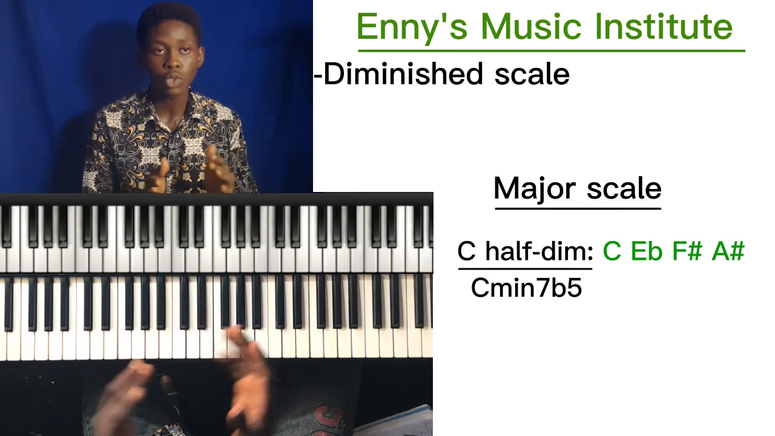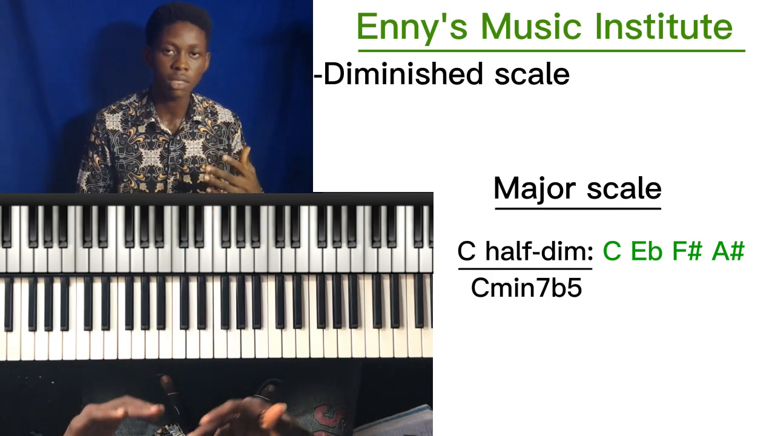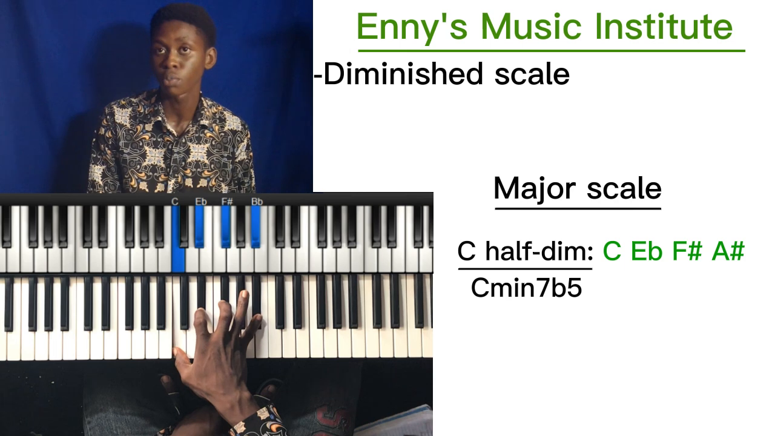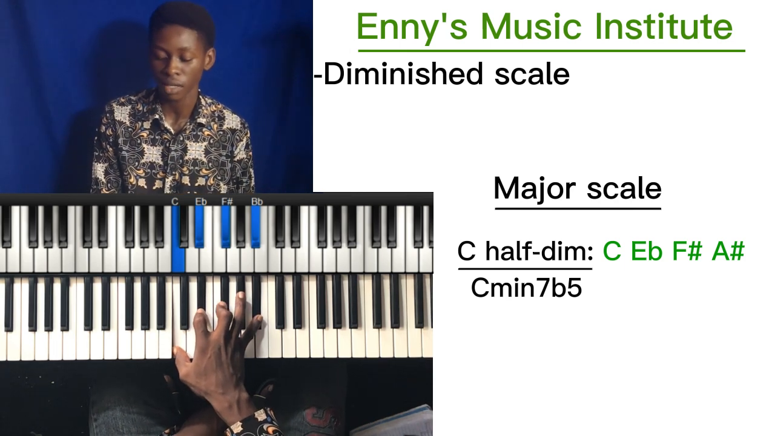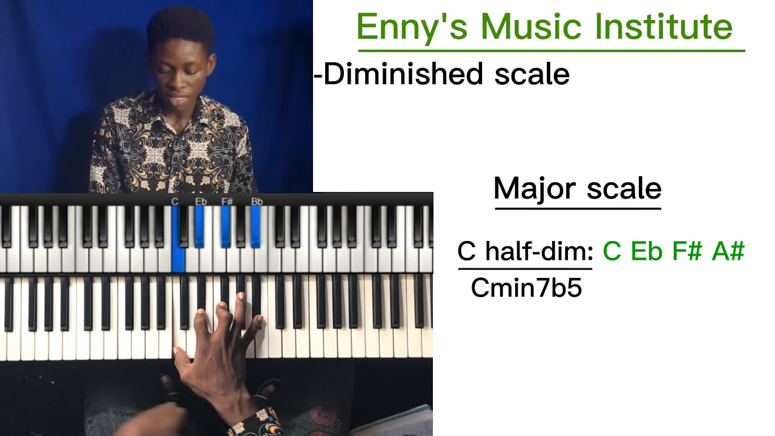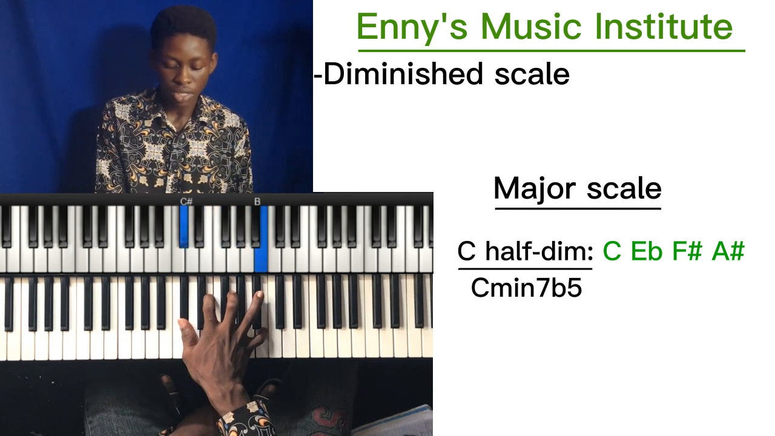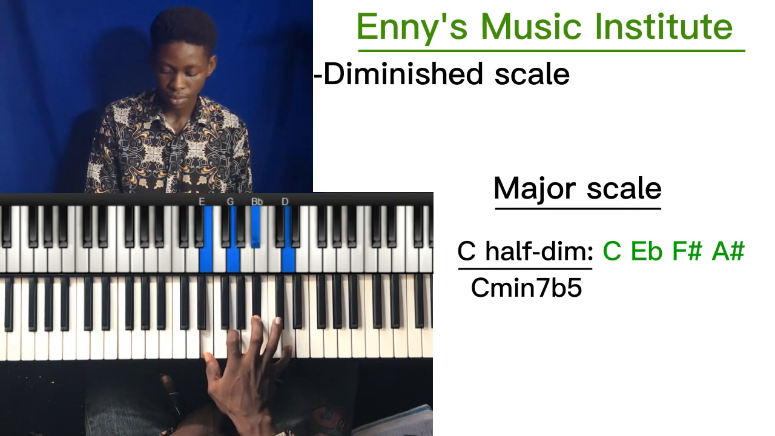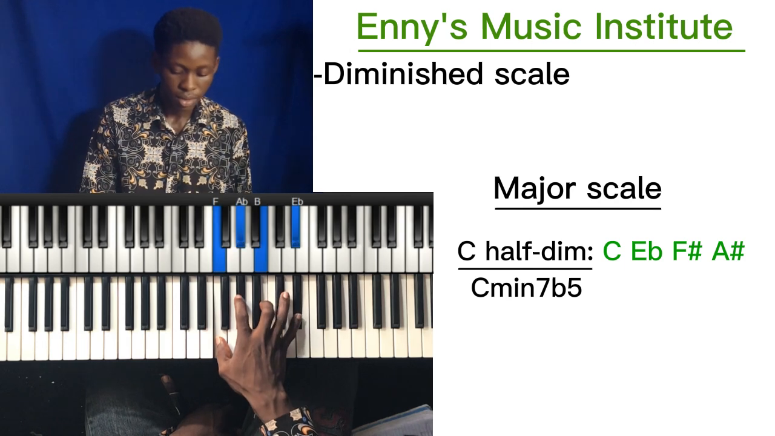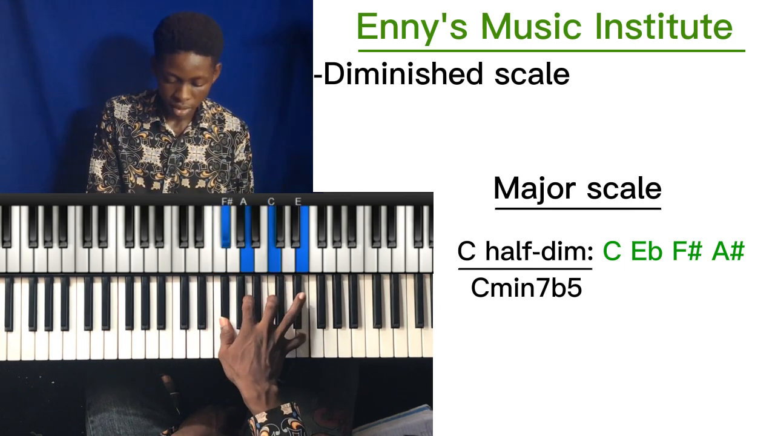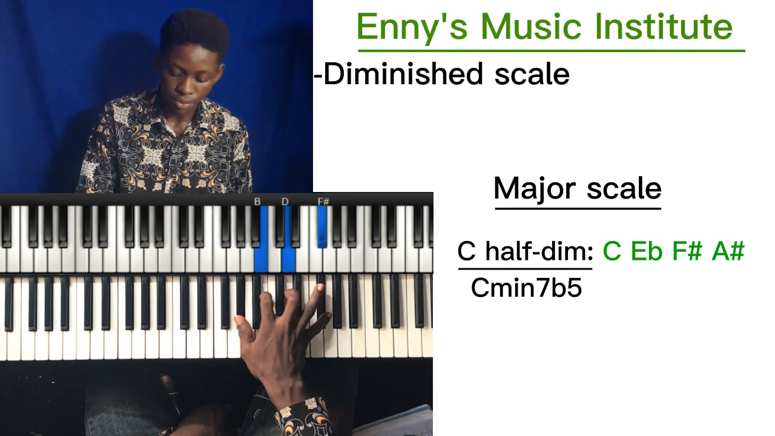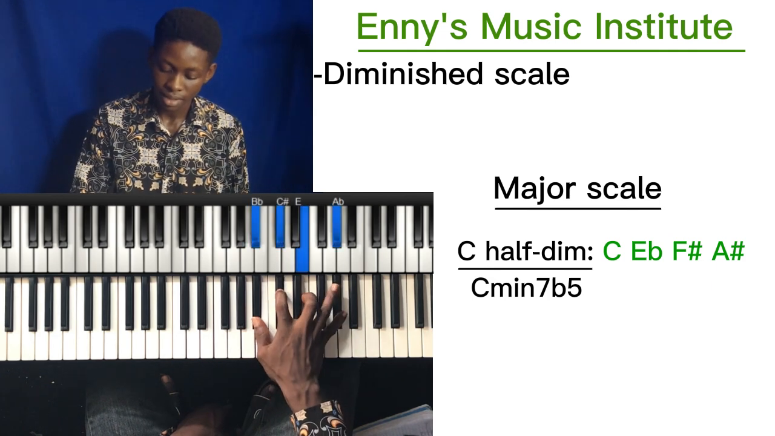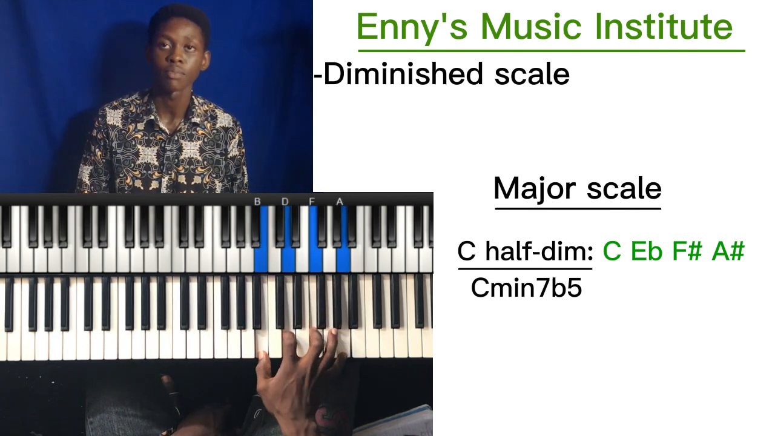So first thing you want to do is get familiar with this chord on all your keys. Be able to play a C half diminished seventh, or let me just call it minor 7 flat 5, on the key of C, on the key of C sharp, D, right, D sharp, E, F sharp, G sharp, A, right, A sharp, and lastly B.